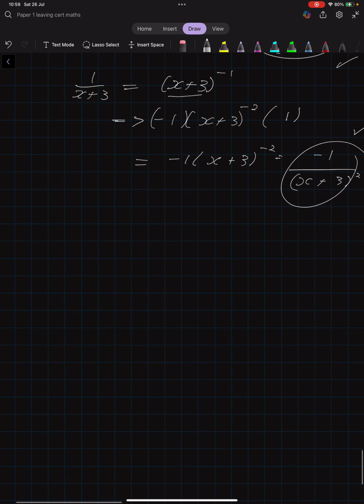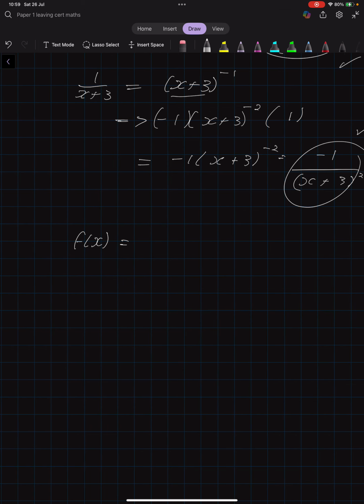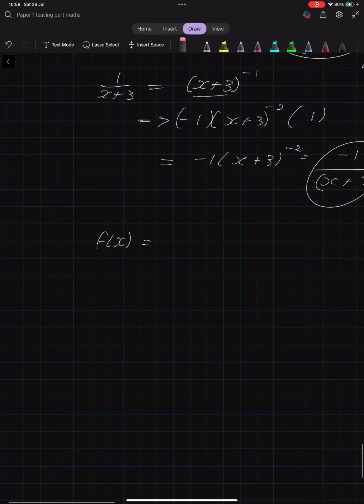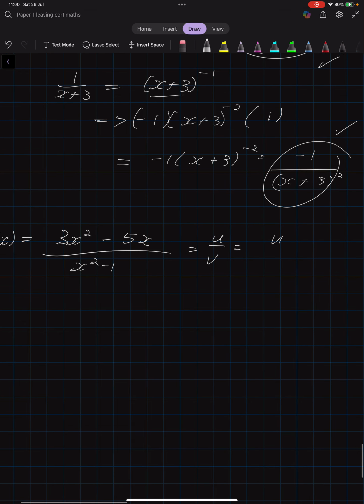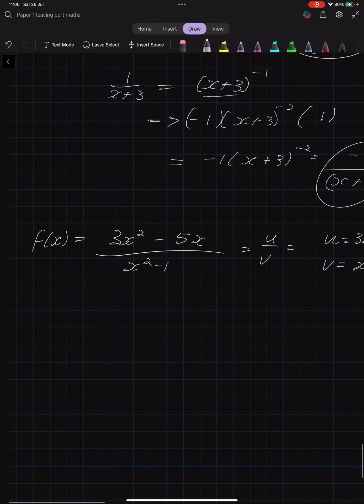What if f of x is equal to 3x squared minus 5x all over x squared minus 1. Remember, that's equal to u over v. So u, in this case, is equal to 3x squared minus 5x. V is going to be x squared minus 1.